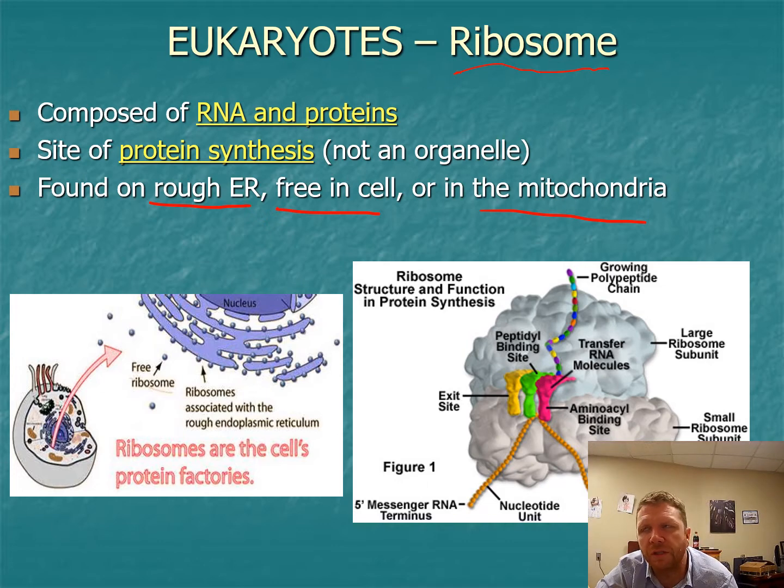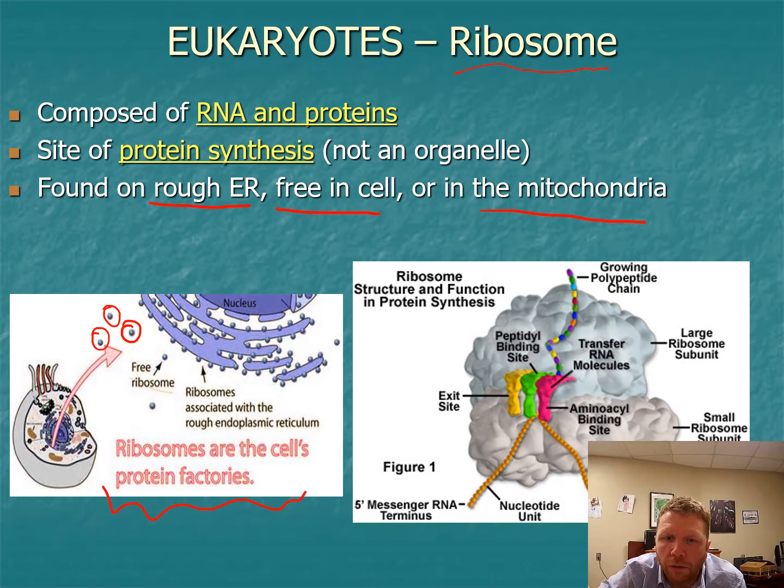Is it found in the lysosome? Is it found in the smooth ER? Nope and nope. Now, here's a nice little depiction of what that looks like. We've got these little spheres, which are our ribosomes. They're floating around, or they are on the rough endoplasmic reticulum. Now, a visual of what this looks like is depicted right here.